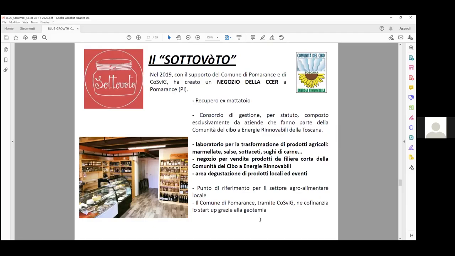Ultima cosa sul Sottovuoto: il Comune di Pomarance e Cosvig ne hanno cofinanziato la nascita e il periodo di startup. Purtroppo adesso col coronavirus lo startup è stato un po' sfortunato, però ne hanno cofinanziato la nascita utilizzando le risorse finanziarie derivanti dallo sfruttamento dell'energia geotermica. Pertanto, qui ci si riallaccia un po' all'inizio del discorso.